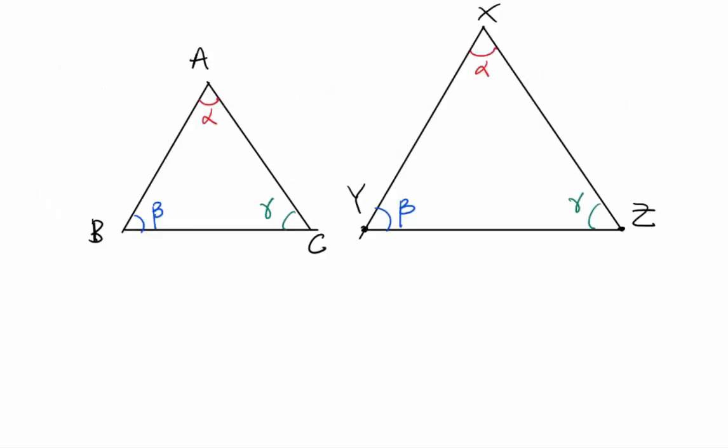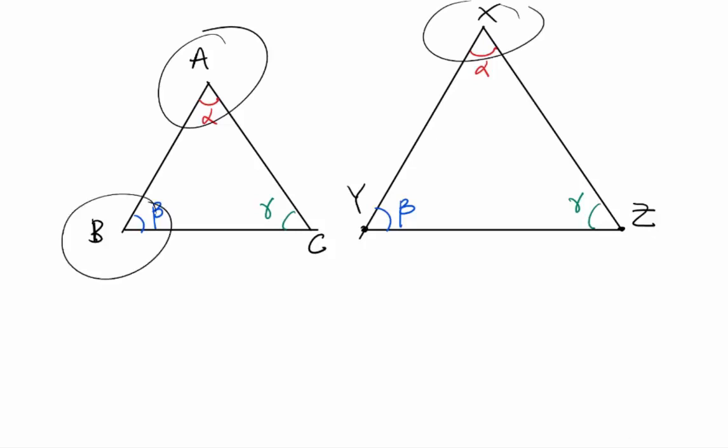Consider, for instance, the following two triangles. Triangle ABC on the left hand side and triangle XYZ on the right hand side. As you can see, this angle here is equal to the angle at X, the angle at B is equal to the angle at Y, and the angle at C is equal to the angle at Z. Right? So although these two triangles are not congruent because they don't have the corresponding equal sides, they are similar because the three angles of one are equal to the three angles of the other.